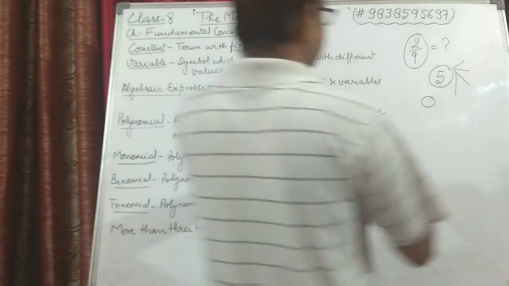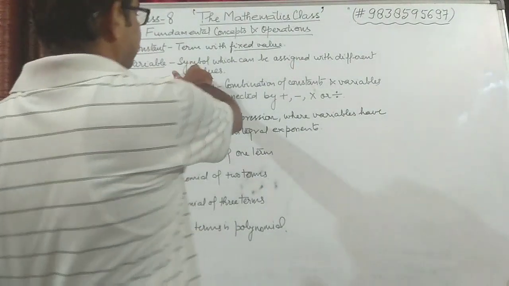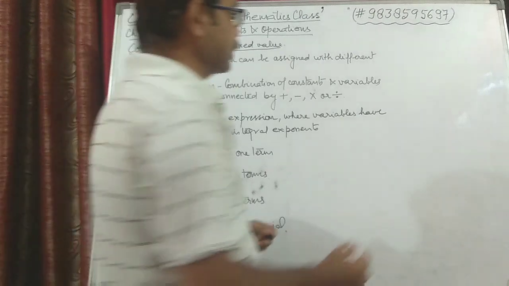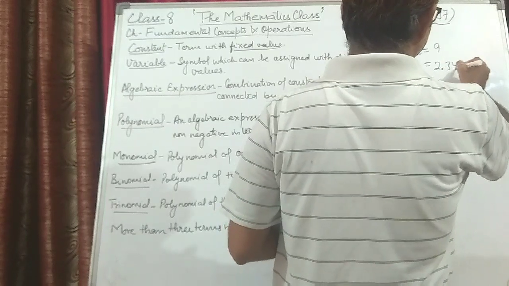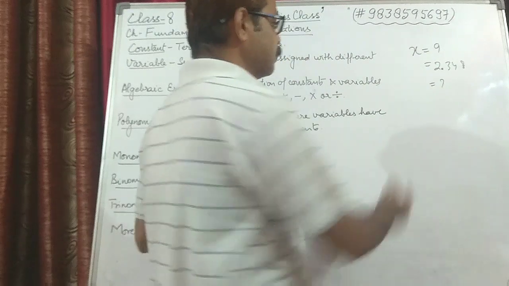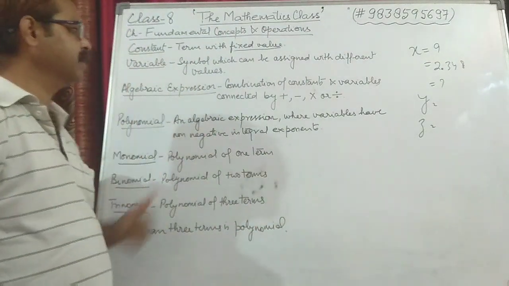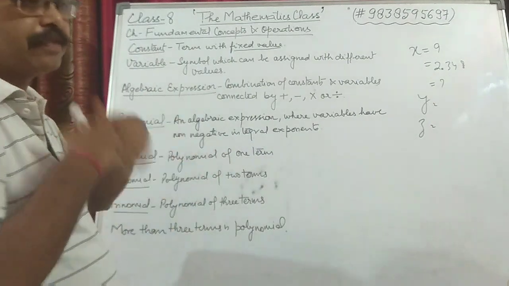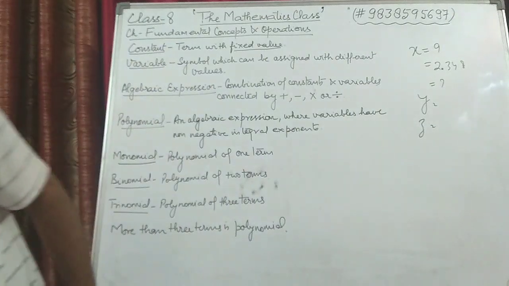Now, second point is variables. So what are variables? Variables are symbols which can be assigned different values. So any symbol, let's say x. Somewhere x can be 9, somewhere x can be 2.348 or whatever. Similarly, y, z can have different values. So what is a variable? Variables are symbols which can be given different values in different types of questions or different problems.